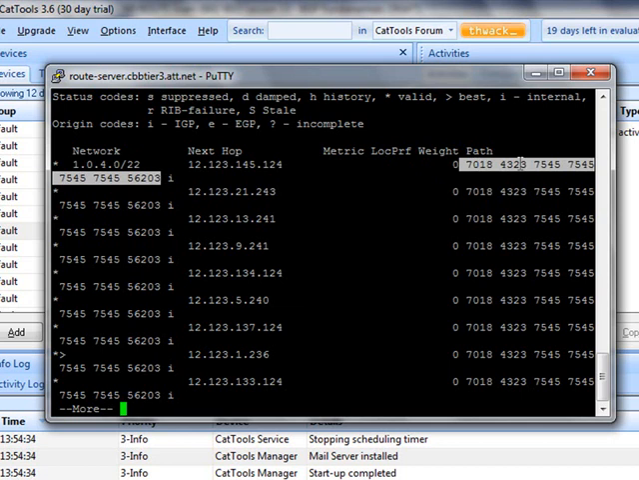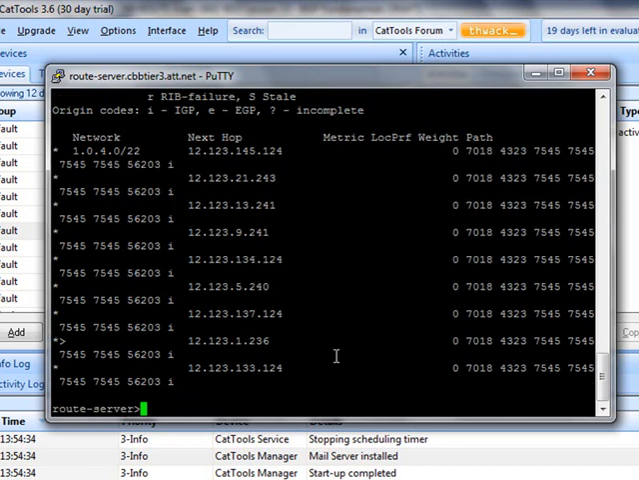7018, 4323, 7545, which is listed 4 times. We'll talk about what that means later. And finally to the originating autonomous system of 56203. Now if we wanted to look at routes that were originating from a particular autonomous system, we could do that. Let's pick this 56203.